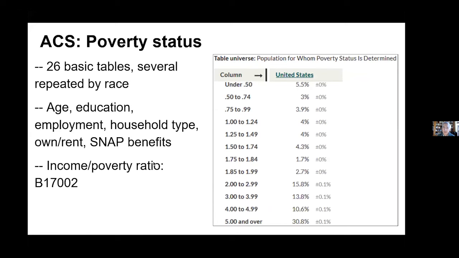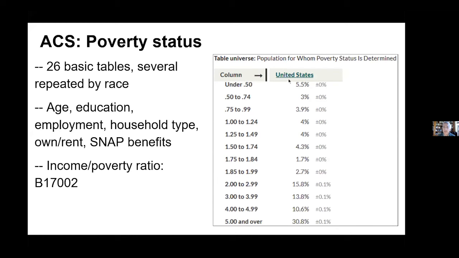There's 26 basic poverty tables, some of them broken out separately by race. And again, this is at all levels of geography. Here's an example of one where they've done a fair amount of math as well. Looking at household income that's reported, the Census Bureau figures out: is it above or below where the current poverty level is? And then how much above or below is that?